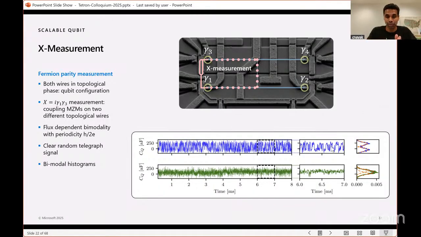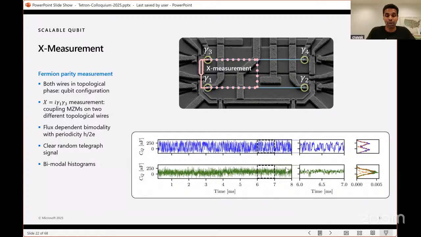And this over here is a zoom in of this piece here, where it's very clear that it's a telegraph signal. It's bouncing between two values. If you look at a histogram of measured values, what you see is it's clearly bimodal. So that explains why the excess kurtosis was negative. We have a bimodal distribution, and we interpret that as the two parities that you could measure in an X measurement. And we can see that there's some switching occurring between them.